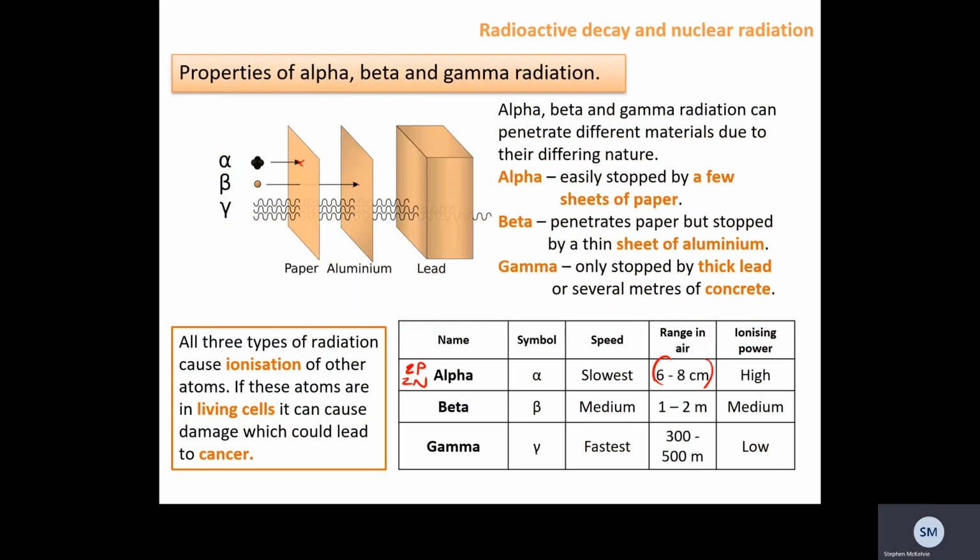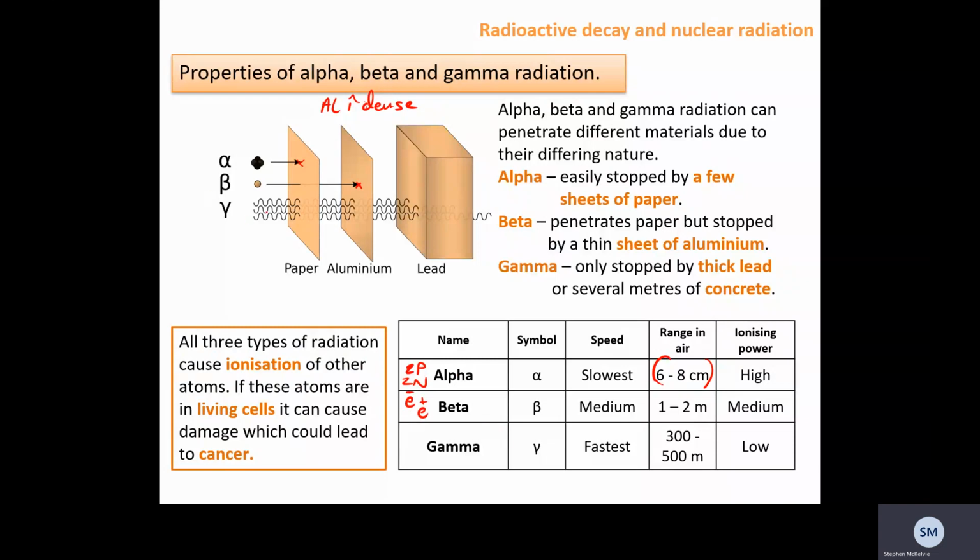Beta radiation has a better ability to penetrate. Beta radiation is able to get through paper, but it's stopped by aluminium. The reason for that is that aluminium is more dense, so there are more particles in the aluminium to stop that beta radiation getting through. Beta radiation can either be made up of an electron or a positron.